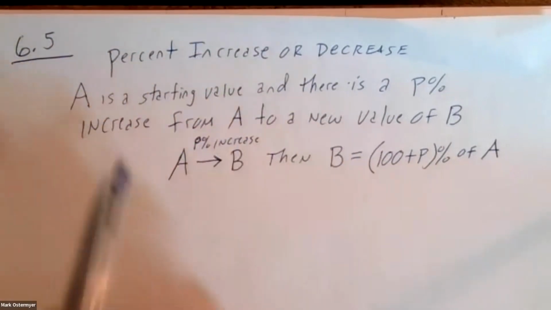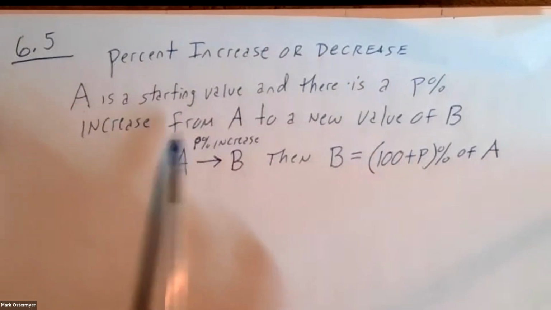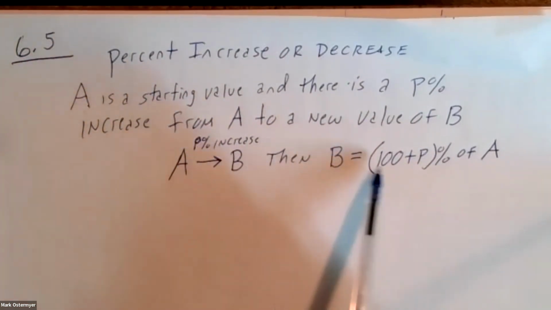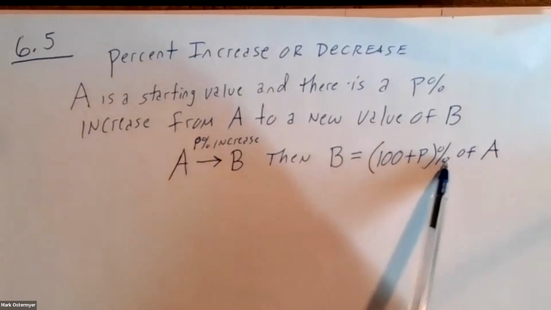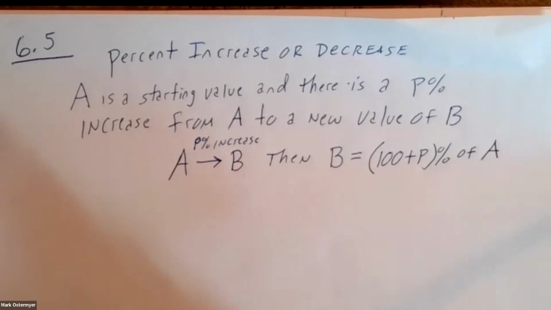So if we start with some initial value A and we experience a P% increase from A to some new value B, we can then conclude that B is equal to 100 plus P% of A.